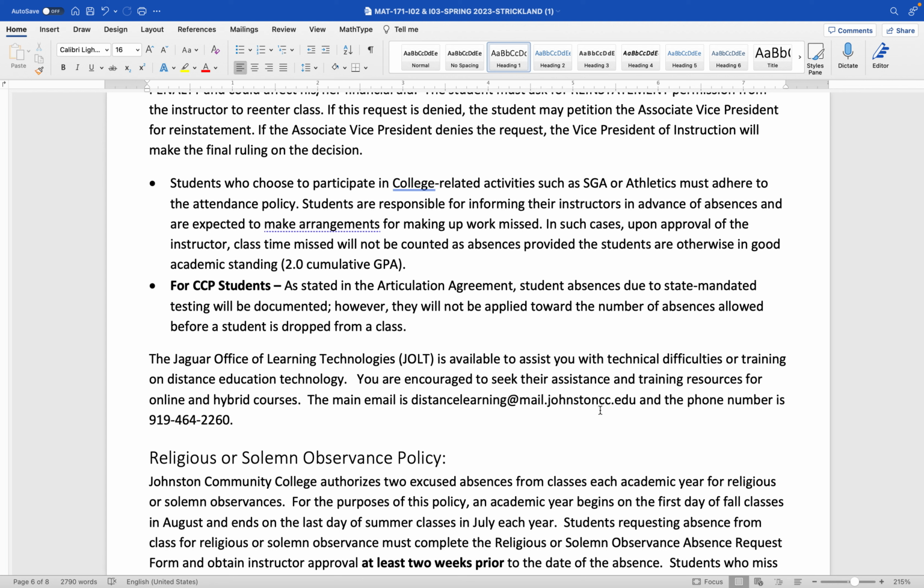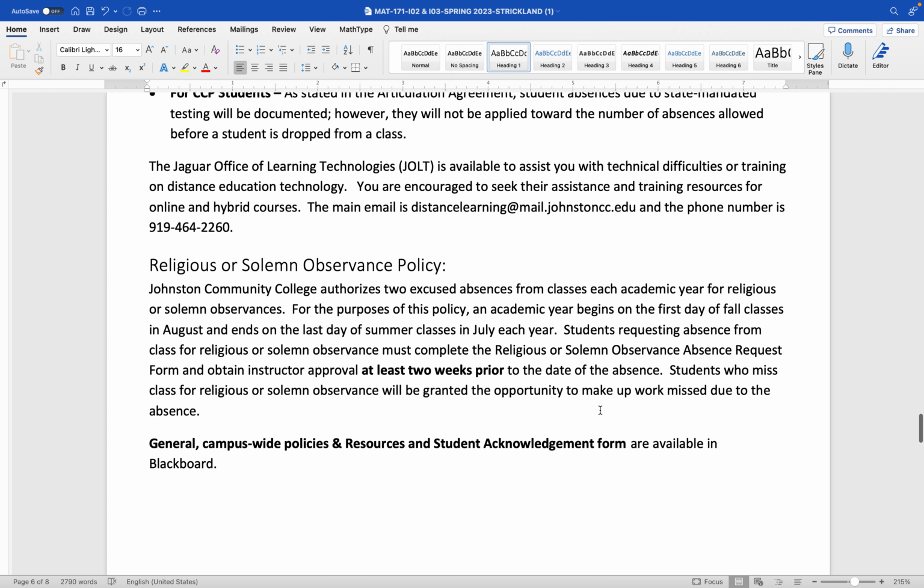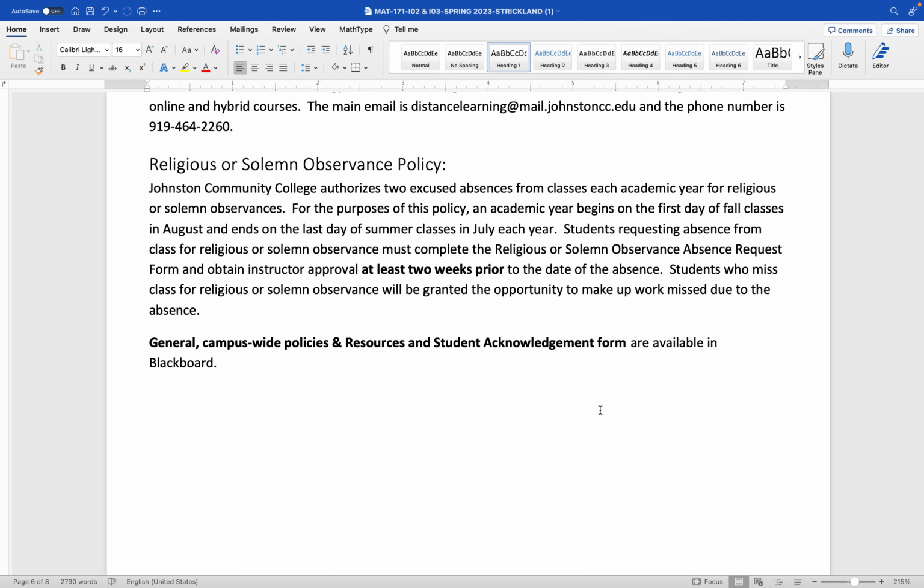And the Jaguar Office of Learning Technologies is available to assist you with technical difficulties or training on distance education technology. And for the religious or solemn observance policy, JCC authorizes 2 excused absences from classes each academic year for religious or solemn observances. For the purposes of this policy, an academic year begins on the first day of fall classes in August and ends on the last day of summer classes in July of each year.